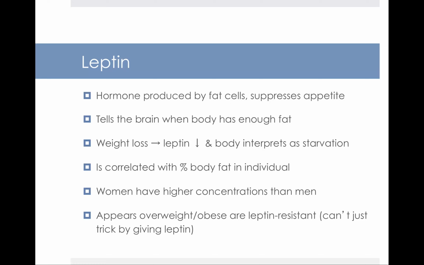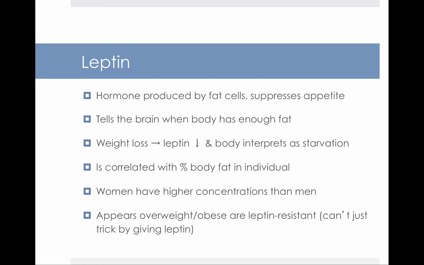And the role of leptin is to help suppress your appetite. Basically, what's supposed to happen is when you've eaten, leptin should get released to tell your brain, hello, this person's had enough fat, stop eating. When people lose weight, what happens is they tend to lose or see reduced levels of leptin. And their body tends to interpret that as starvation. It's sometimes related to why we see a slowing of the metabolic rate with weight loss. Okay? Leptin levels tend to be correlated with the percent body fat in individuals. And women have higher concentrations than do men.